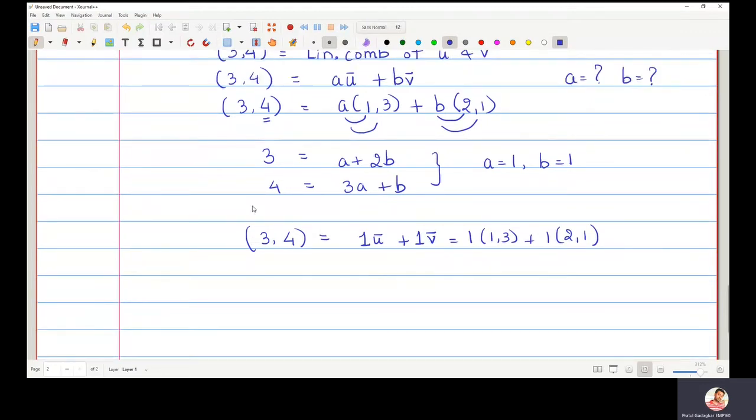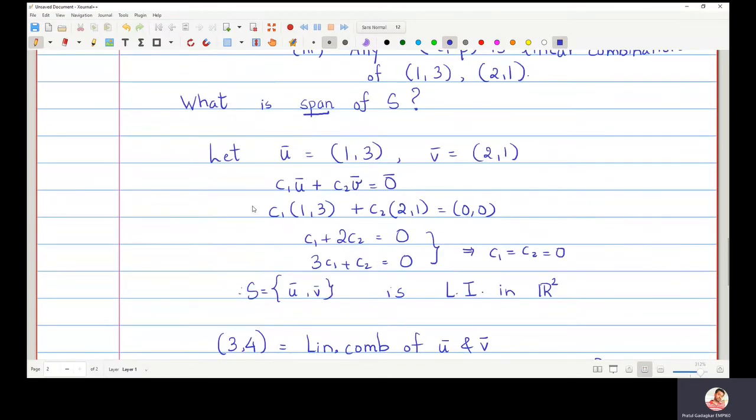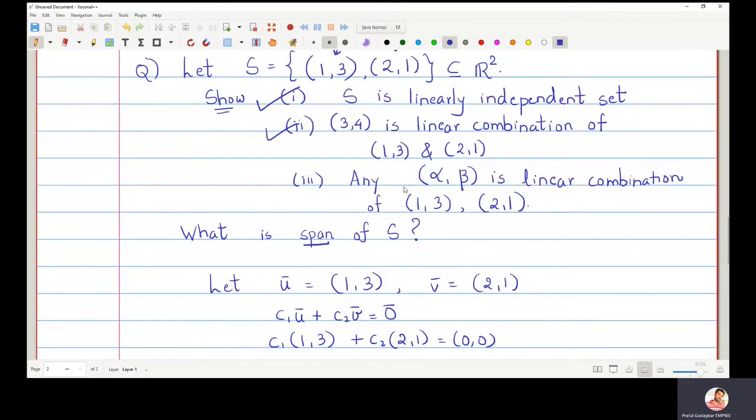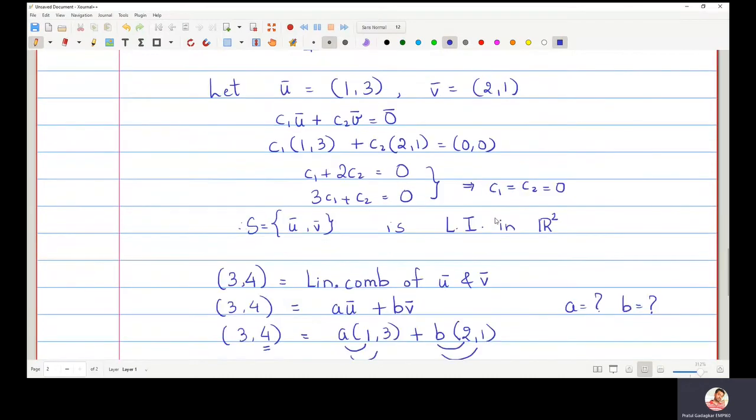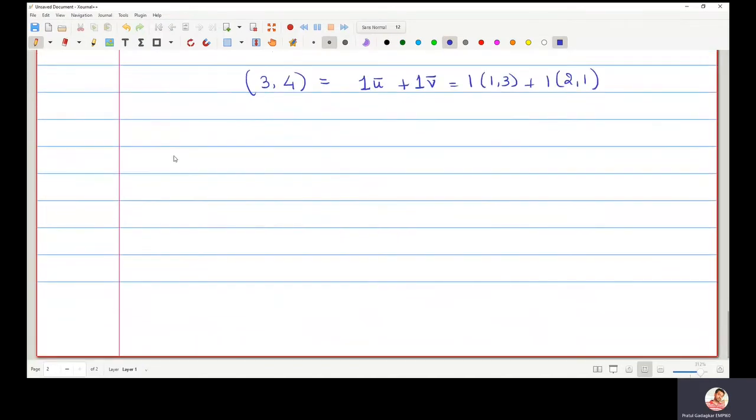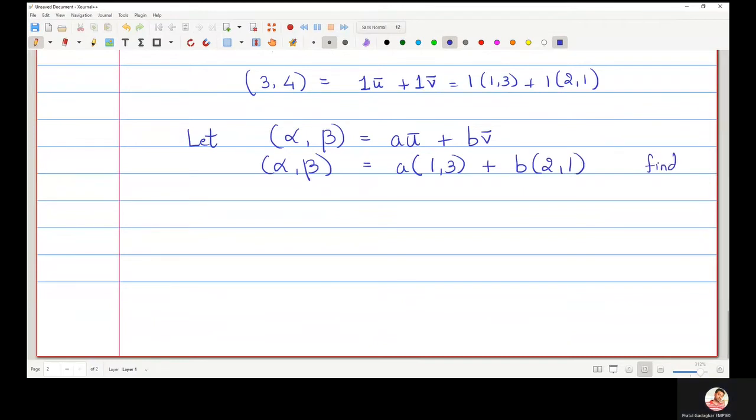If I move to the third point, what I want to do is this: if I can do this for 3, 4, can I do it for any alpha, beta? Can I write any alpha, beta as a linear combination of 1, 3 and 2, 1? So instead of 3, 4, let me take any alpha, beta and write it as a linear combination, A times U bar plus B times V bar. Alpha, beta is given to me now, instead of 3, 4. So alpha, beta equals A times 1, 3 plus B times 2, 1. Can I find A and B?